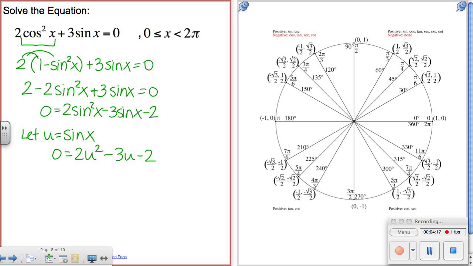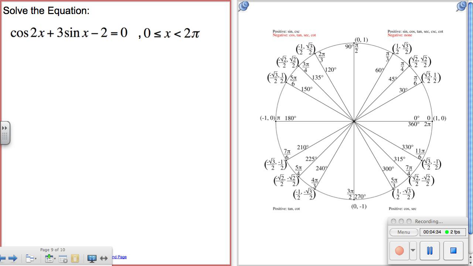I'm going to leave this one here. I want you to go through and use what you learned yesterday to finish off this equation. We'll go over this in class the next time I see you. Let's go ahead now and look at another one.